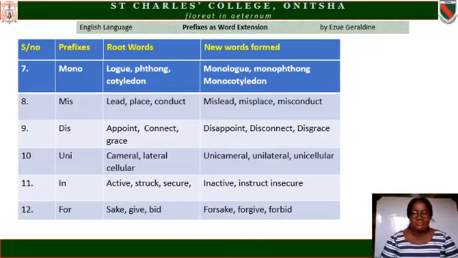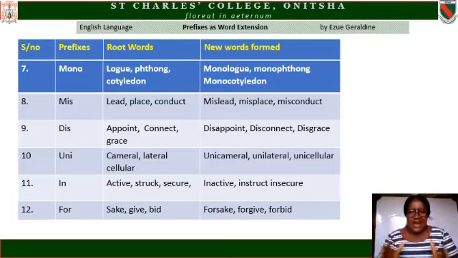Now, students at home, I believe by now you must have started writing out more words you can form using some of these prefixes I am mentioning now. You just add them to the root word, you form a new word. Remember, when we add a prefix to the root word, it does not always automatically change the word class. The word class sometimes, most of the times, remains the same.